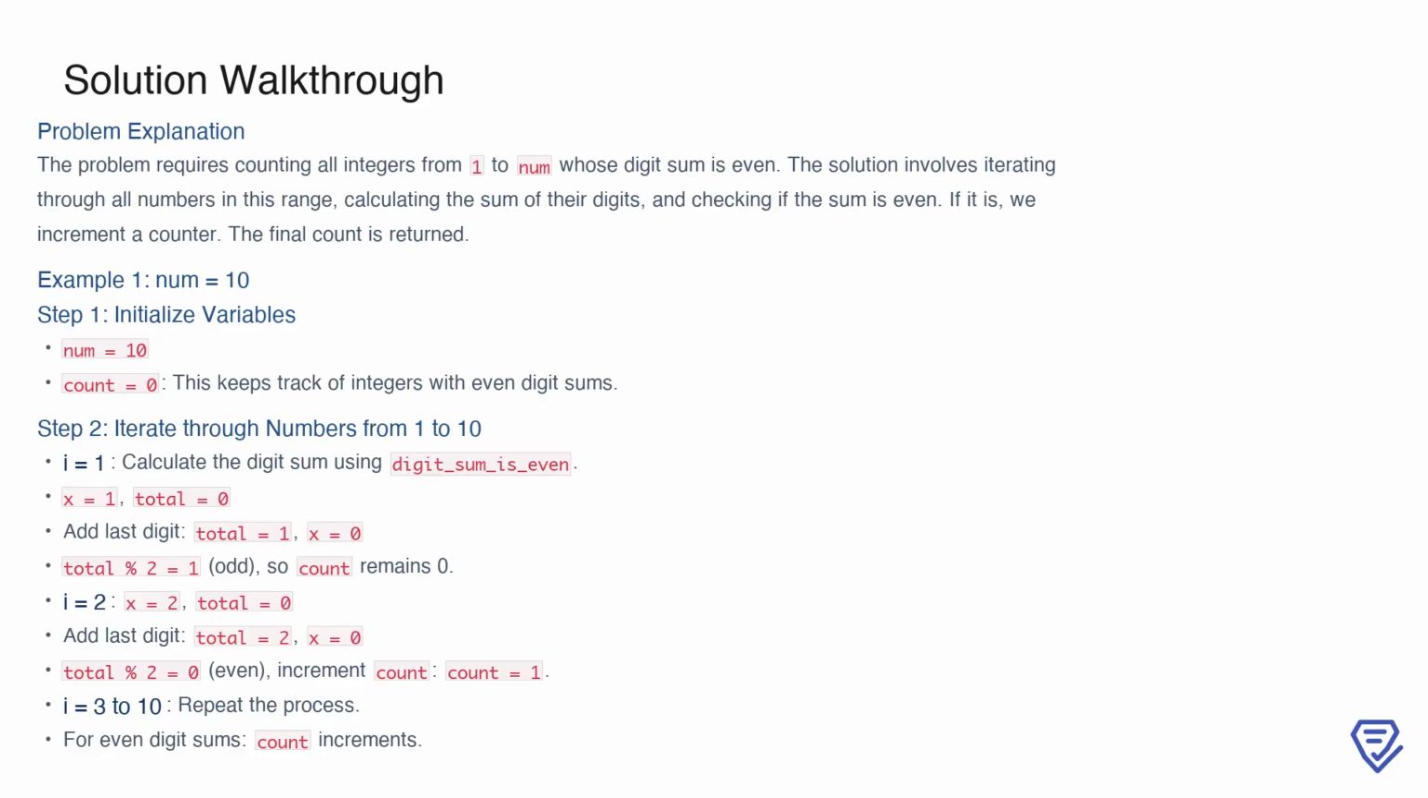For instance, when i is 1, we calculate the digit sum by adding its digits, which gives a total of 1. Since 1 is odd, the counter remains unchanged. Similarly, for i equals 2, the digit sum is 2, which is even, so we increment count to 1. This process continues for all numbers up to 10, incrementing the counter for numbers with even digit sums.